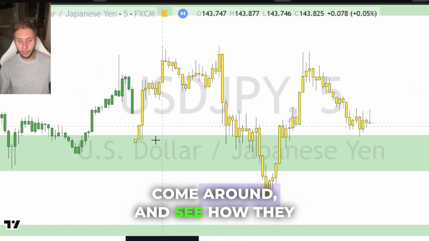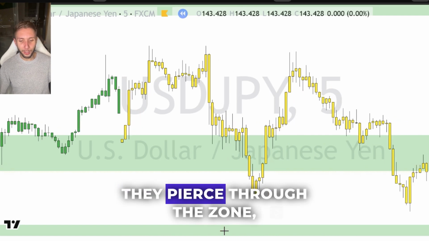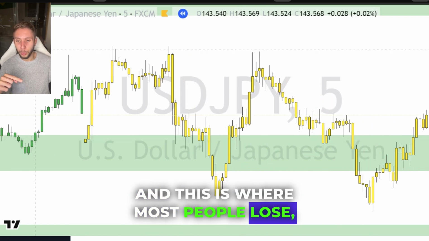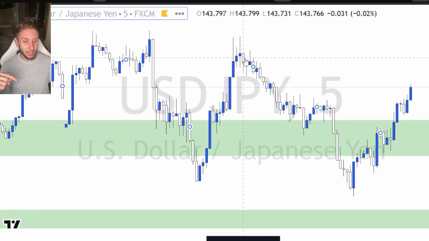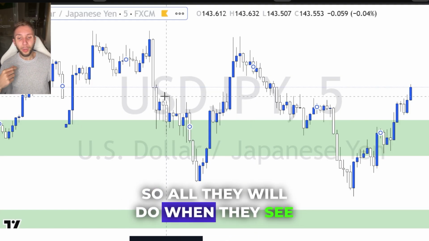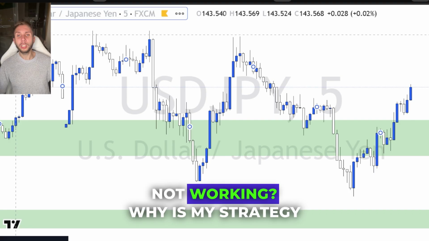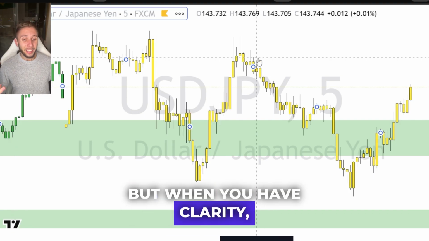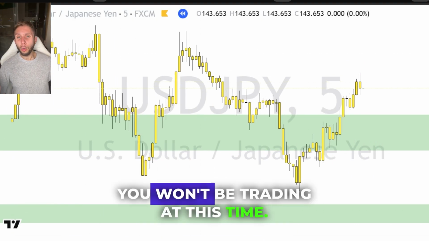Now, the yellow candles come around and see how they dance around. They pierce through the zone. And this is where most people lose, because this is what they are seeing. They are seeing the charts without colors. They don't know who's doing what. So all they will do when they see this is, why is my zone not working? Why is my strategy not working? When you have clarity, you know that this is what you avoid. You won't be trading at this time.